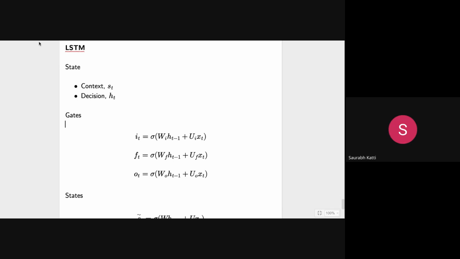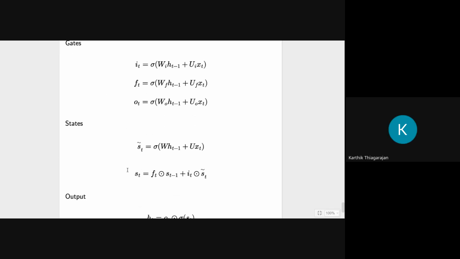What is S tilde T? S tilde T is your candidate new state. You have your previous context, and you can modify it using the forget gate to decide what to forget and what to remember. If there are zeros somewhere in the forget gate vector, those things will be forgotten. Wherever it is close to 1, those things will be passed on. So you decide what to pass on to the next time step.